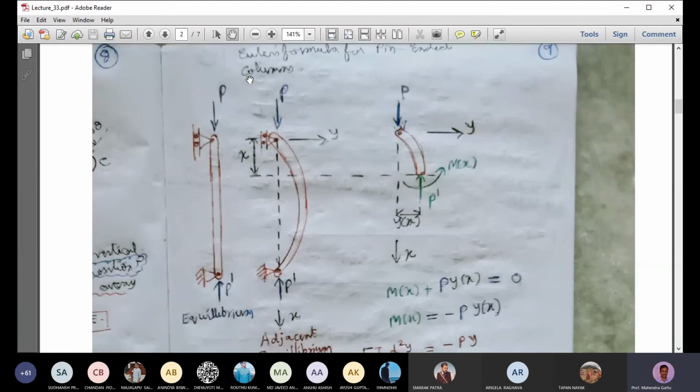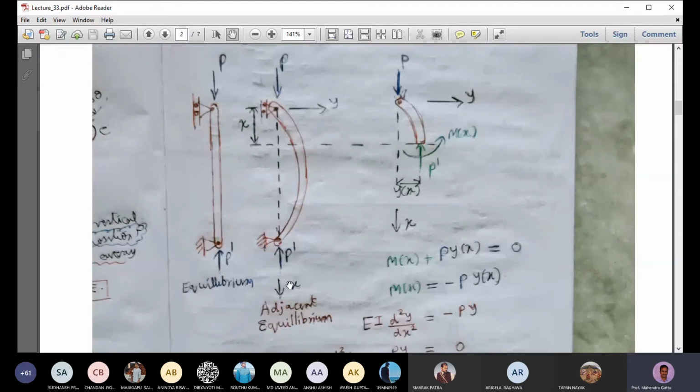To do the analysis, first we'll look into the deformed bending mode, and we'll analyze it for equilibrium. We define our y-axis like this, and the x-axis in this fashion, in the downward direction, and at a distance x we cut a section and look into the free body diagram. So we have the load P acting downward. At the cut portion we have the vertical force P, which will balance this load P, and there is some bending action, that is M of x.